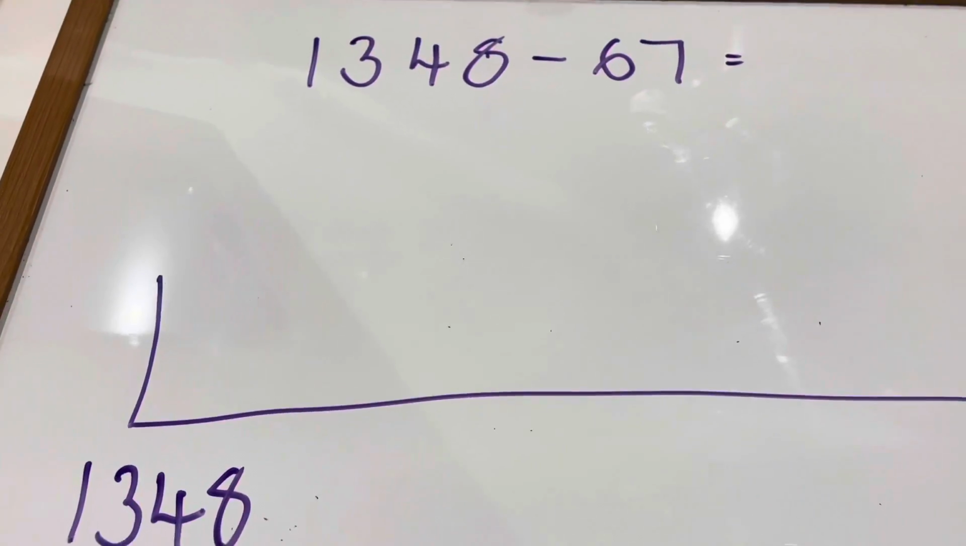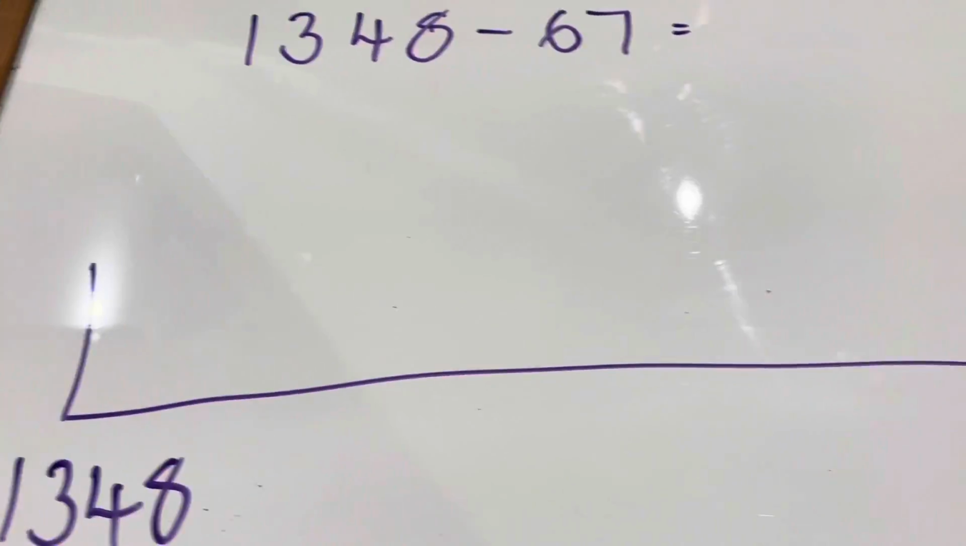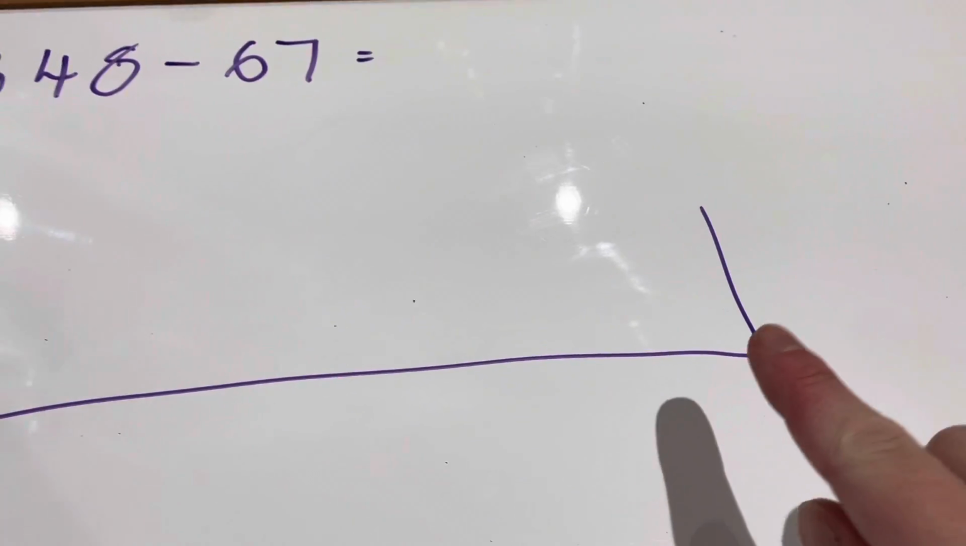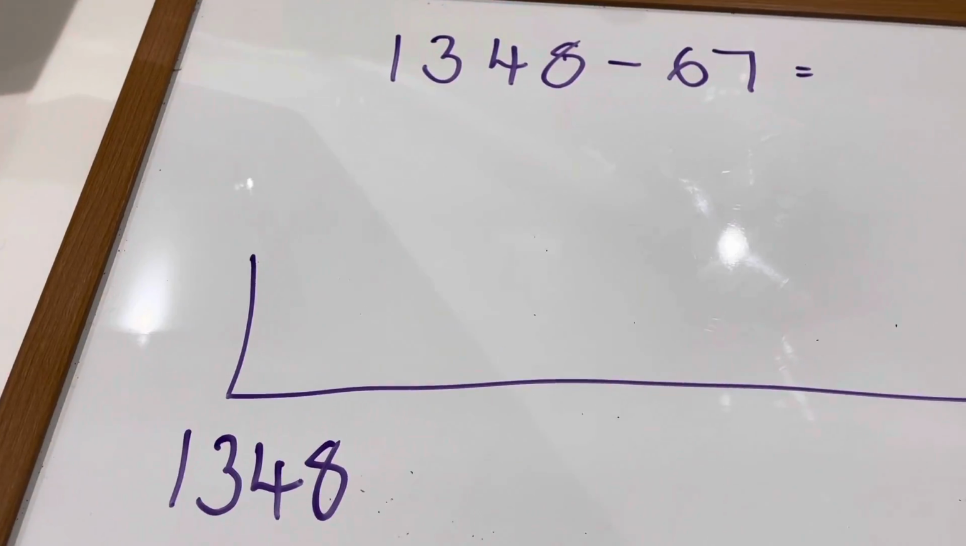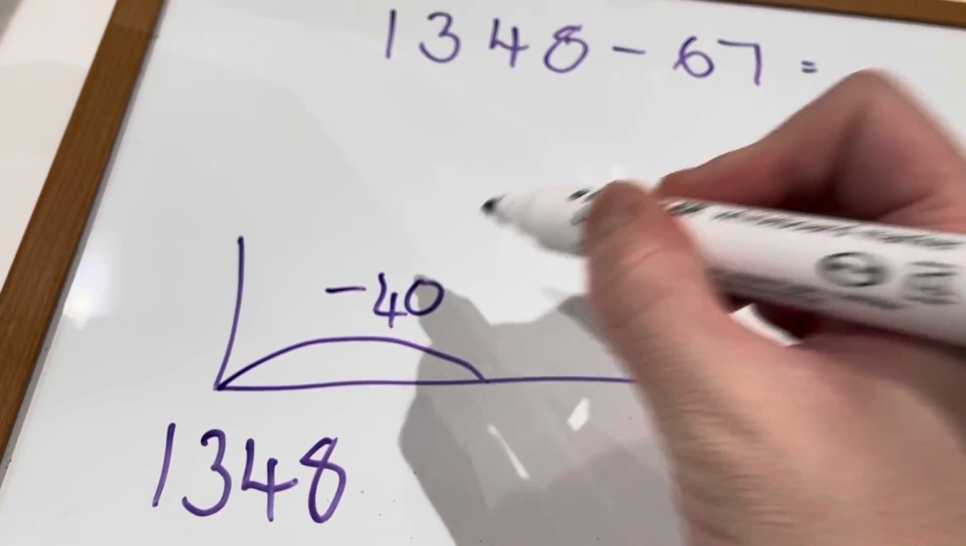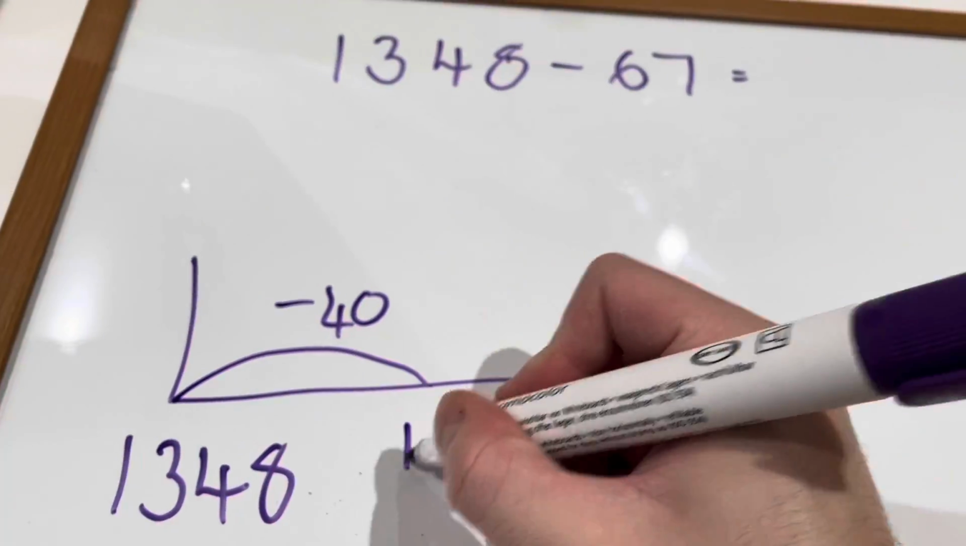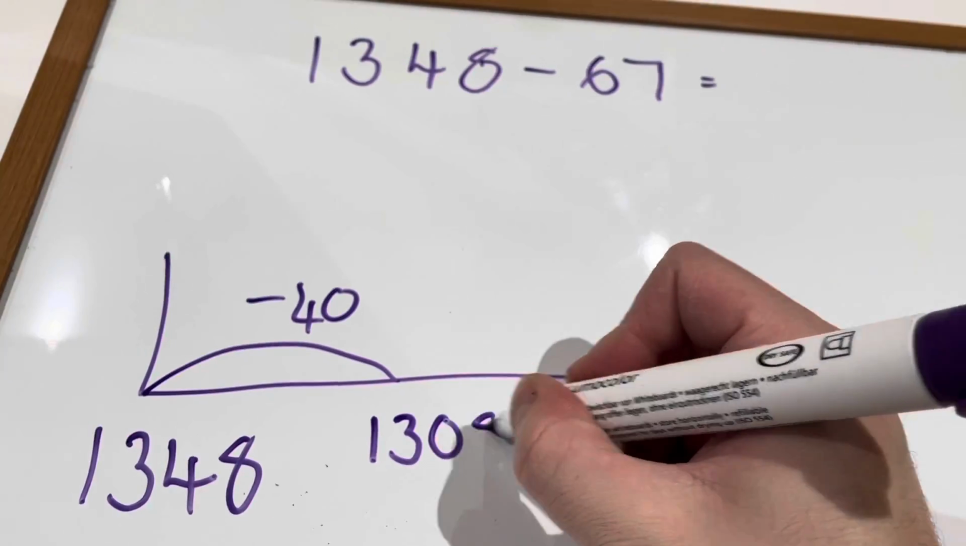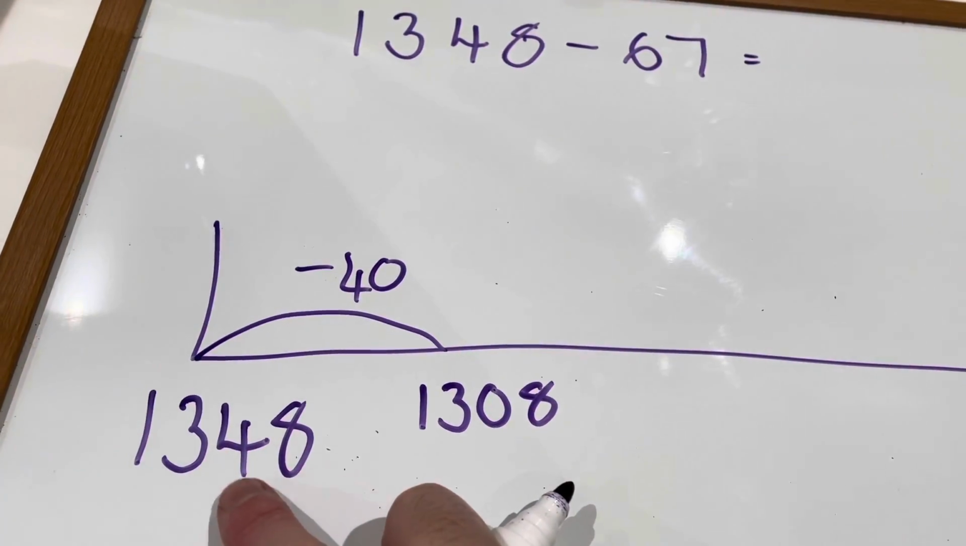This is how I would do it. This doesn't mean you've done the same thing. As long as we get to the end here and we've landed on the same number, it should be fine. Right, I'm going to start off by taking away 40. Let's get to a friendly number straight away. So that's 1,308. Remember, it's only the tens place that's going to have changed here.